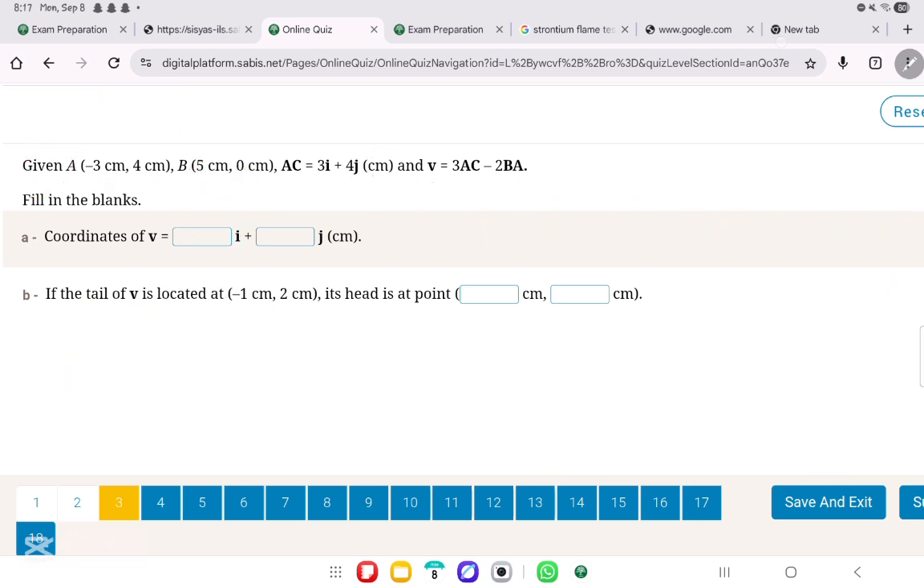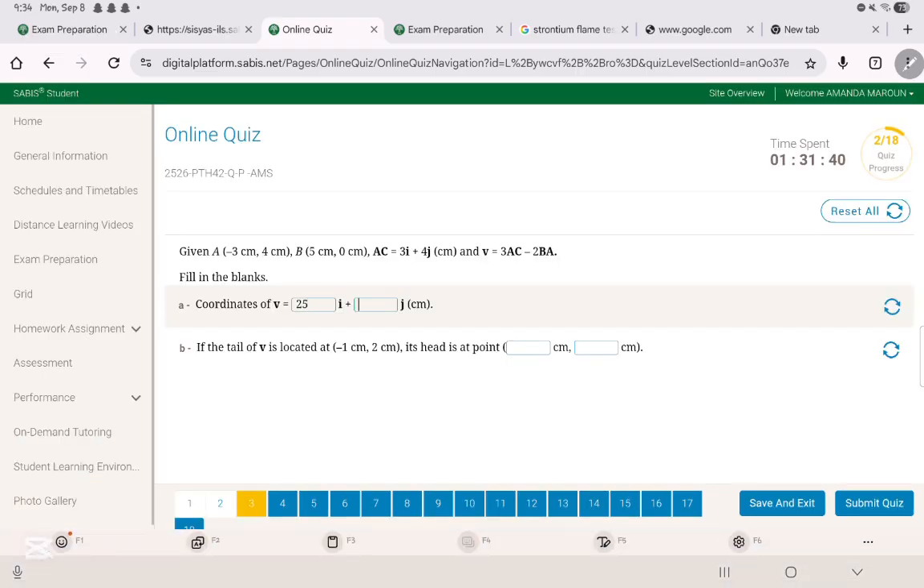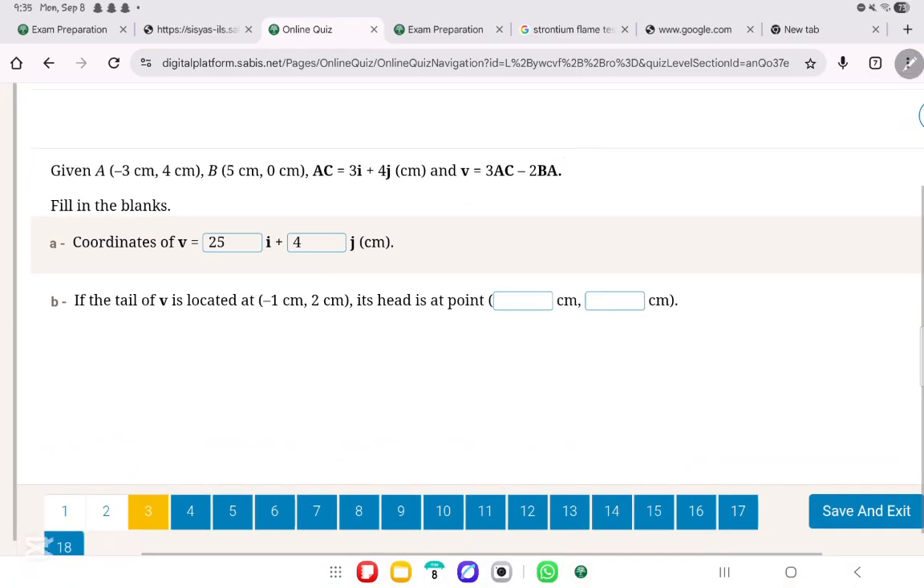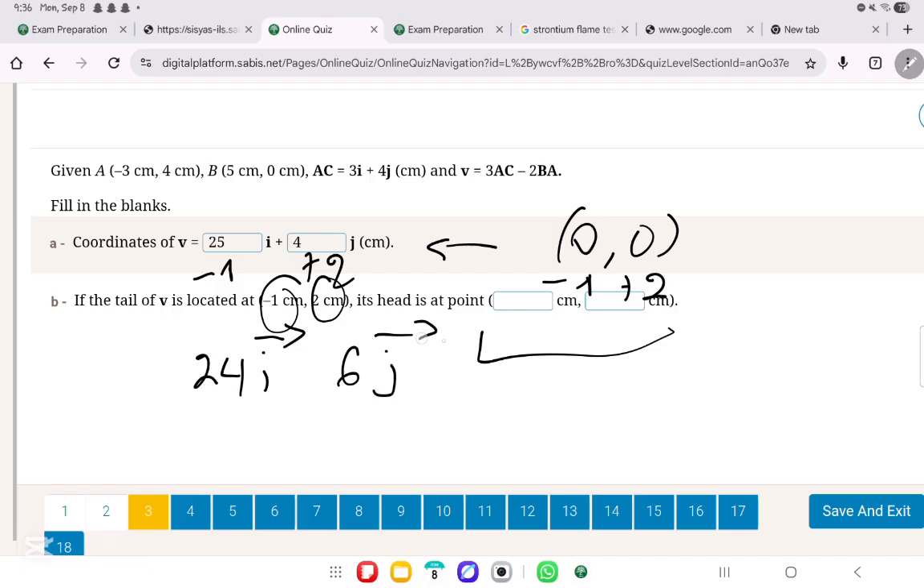It is 25i plus 4j. Now, if the tail of V is located at minus 1 centimeter, 2 centimeter, okay, then where is the head? We know when we are drawing this, its original point is at the origin. So if the tail is moved by minus 1 plus 2, then you will also need to move this by minus 1 plus 2. So it's going to be 25 minus 1, which is 24i, and then 4 plus 2, which is 6j, or you could write it as 24, 6.